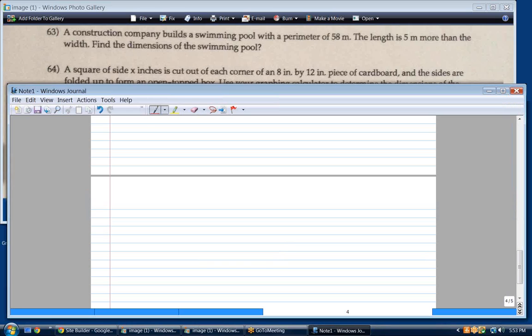What's the first step on 63? Remember, we have to first find the variable. Define your variables and spell out what they mean. Doesn't matter what you want to call them, but tell me what they mean. When it says find the dimensions of the swimming pool, they want the length and the width. Okay, so L equals length, W equals width.